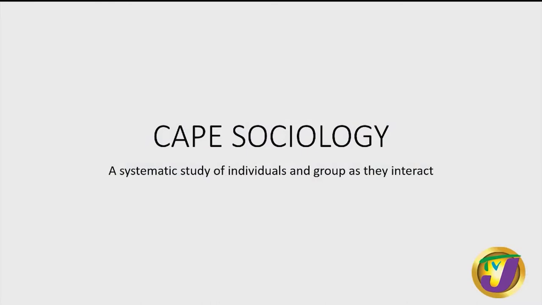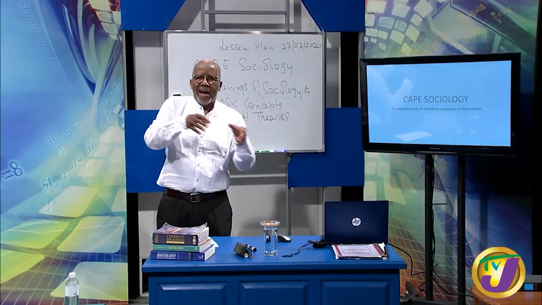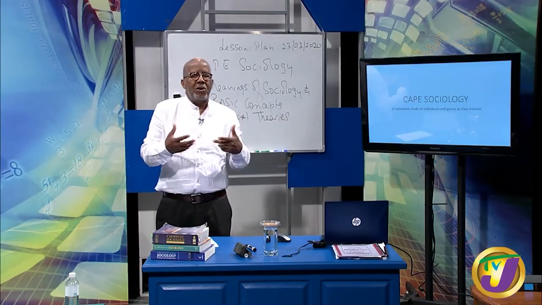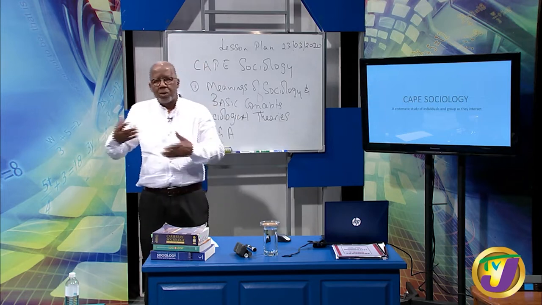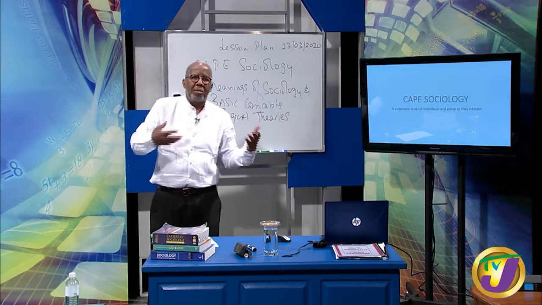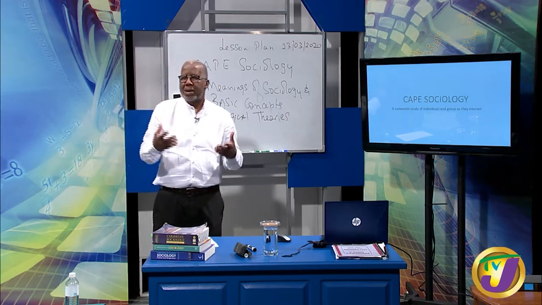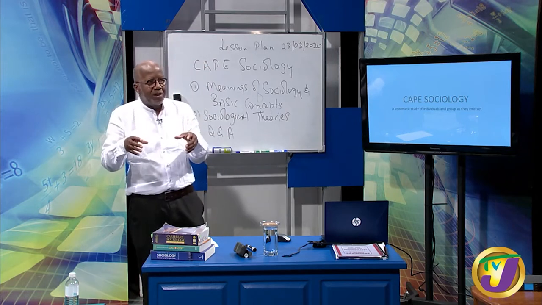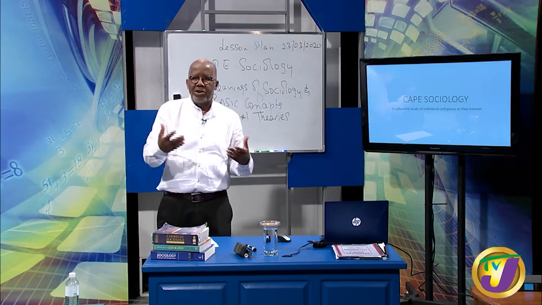A systematic study of individuals and groups as they interact is the most basic definition you'll find, because that is how sociology is, dealing with groups and individuals. It's difficult to just talk about individuals alone, because we're born into a group, we're a part of a group. As we grow, we become part of church, part of school, and part of many groups. But what is important for sociology is looking at the interaction, how individuals interact.